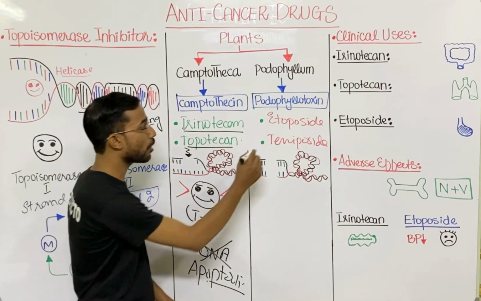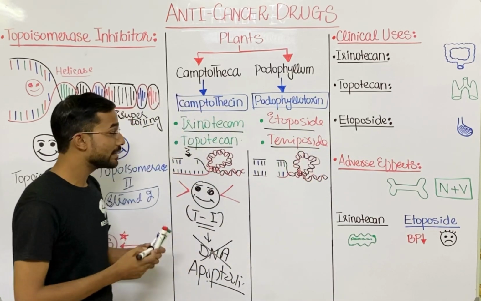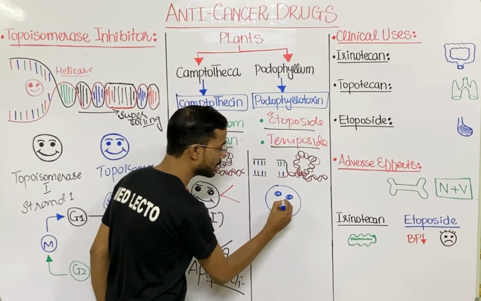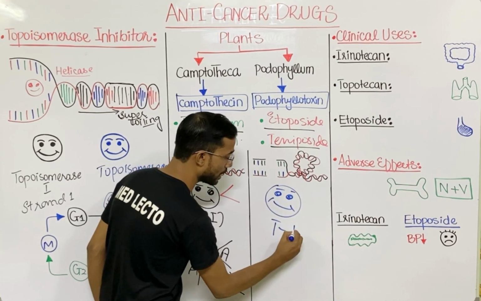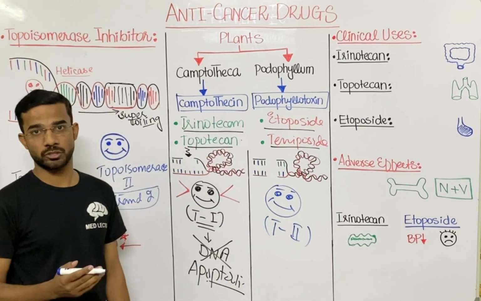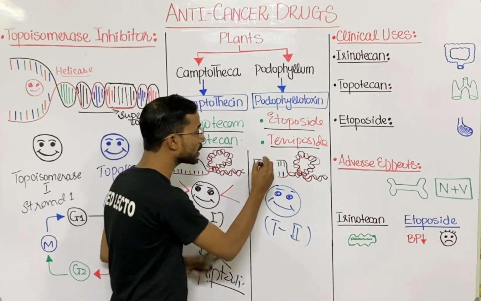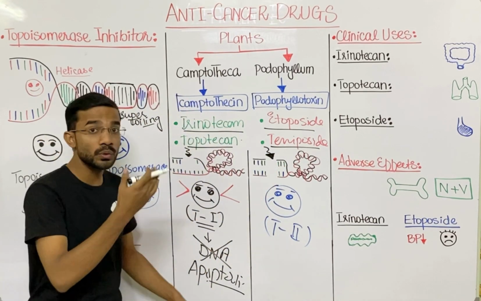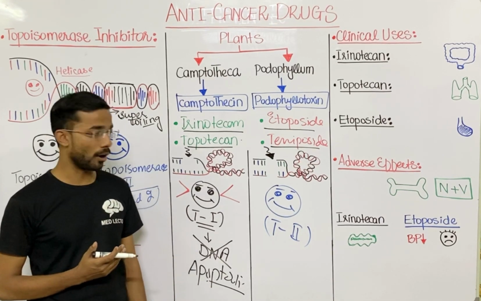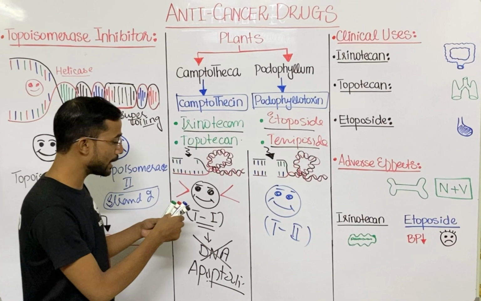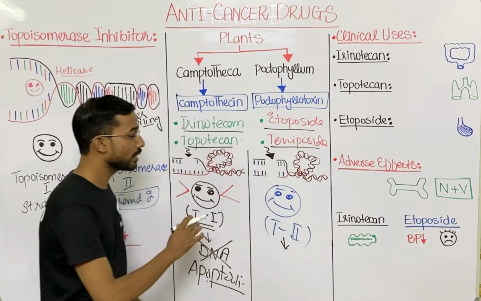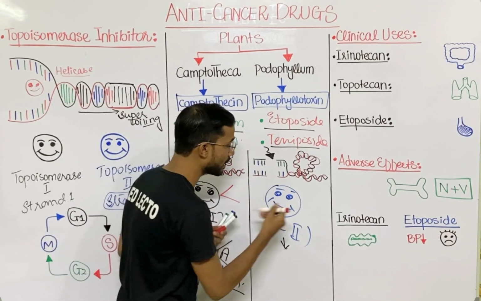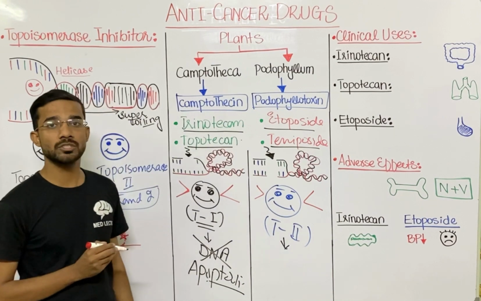Okay, on the other hand, etoposide and teniposide will block topoisomerase 2. Here is the topoisomerase 2. Now this topoisomerase 2 breaks both strands of the DNA to reduce the torsional effect of the DNA. Okay, and in this case, when we take etoposide and teniposide, these drugs actually block this enzyme, topoisomerase 2.